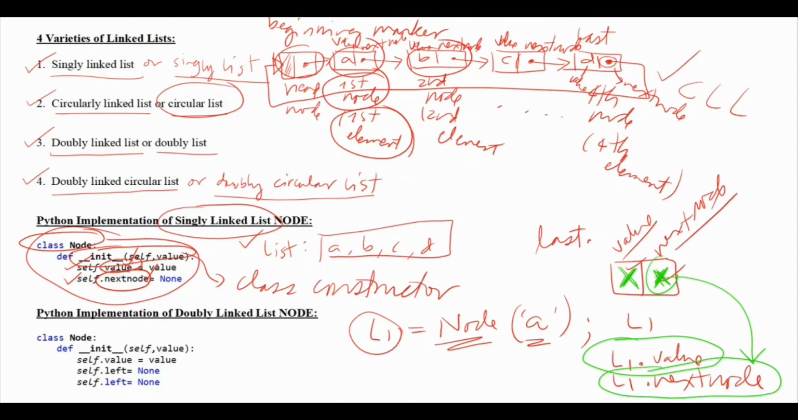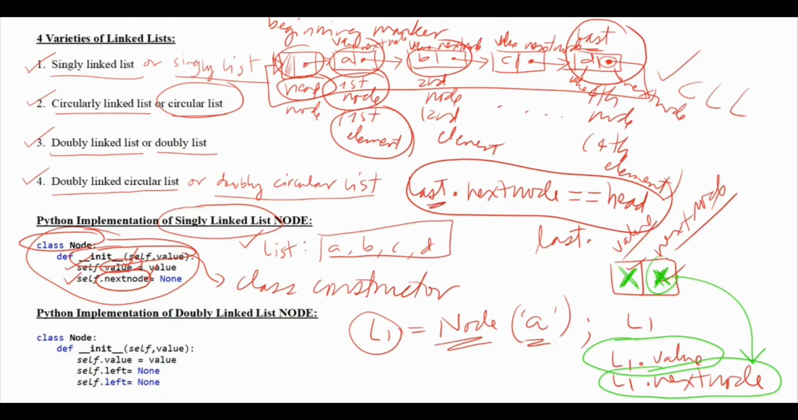So again, back to that question: how do you know that a linked list is a circular linked list? If the last node is called last, we check last.next node. If it has a head node and the head node is called head, and last.next node is equal to head, meaning this one points to head.